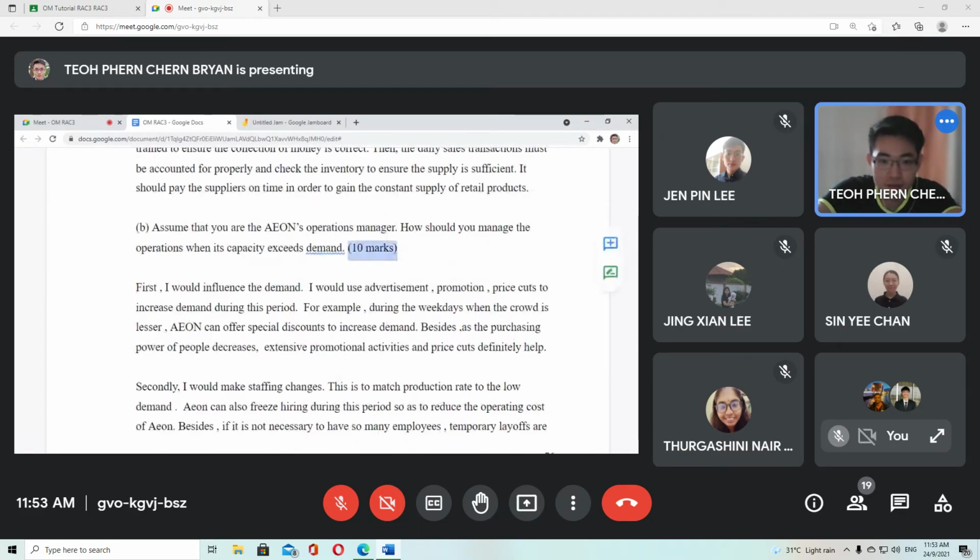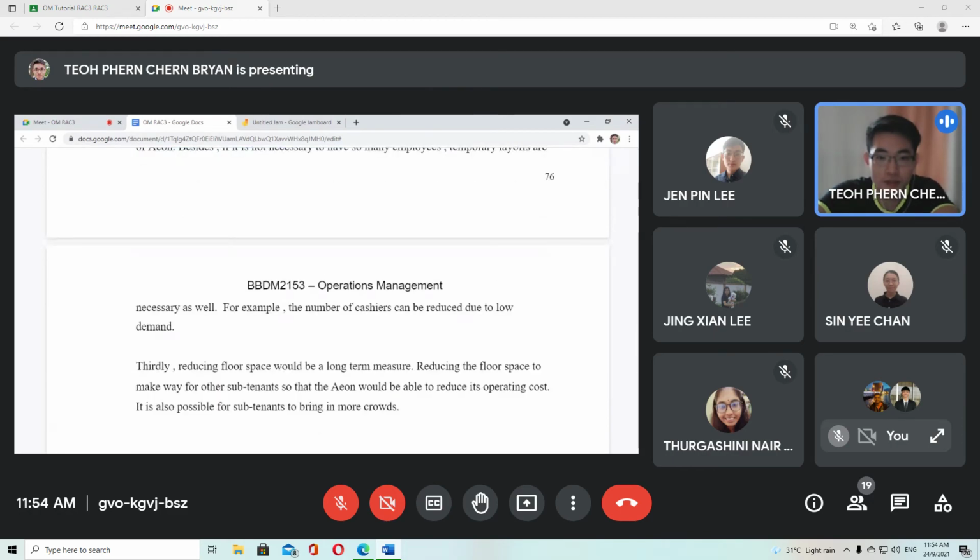10 marks. Now this is a type of question where Mr. Tay wants you to get answers from the notes. When capacity exceeds demand, when demand exceeds capacity, what to do, right? You can find the notes. So he wants you to get the answers from the notes and then elaborate yourself. 10 marks, usually 3 points, 3 marks each. Okay, then 1 mark will be bonus.